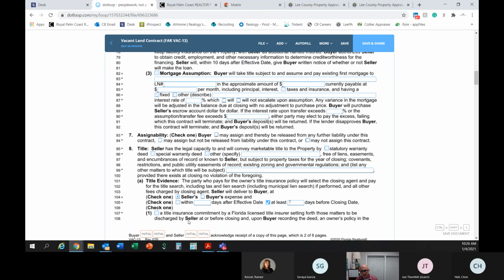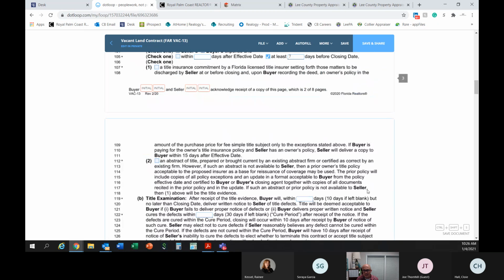Okay. Check 1. A title insurance commitment by a Florida licensed title insurer setting forth those matters to be discharged by seller at or before closing and upon buyer recording the deed and owner's policy in the amount of the purchase price for fee simple title subject only to the exceptions stated above. If buyer is paying for owner's title insurance policy and seller has title's owner's policy, seller will deliver a copy to buyer within 15 days.